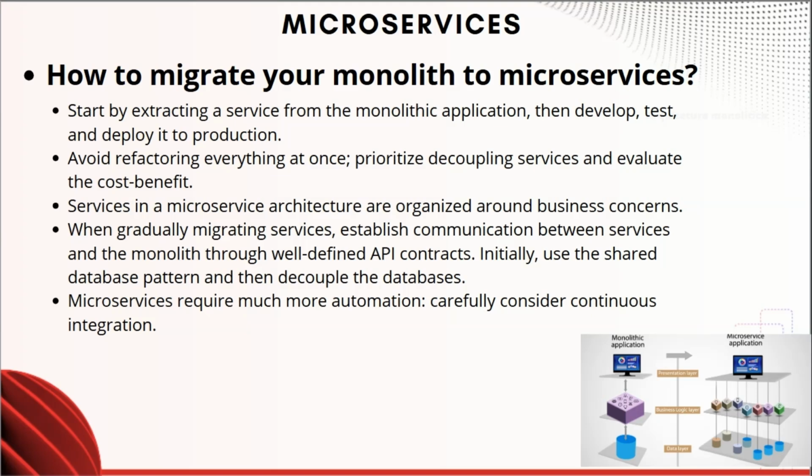Migrate services gradually, and you can use a pattern called shared database, where you migrate several functionalities from the monolith to microservices and reuse the database. Then you gradually decouple the database. So sharing the database between microservices is a temporary measure. Microservices require a lot of automation, so you should think a lot about DevOps. At this stage, create automation and pipelines for builds.